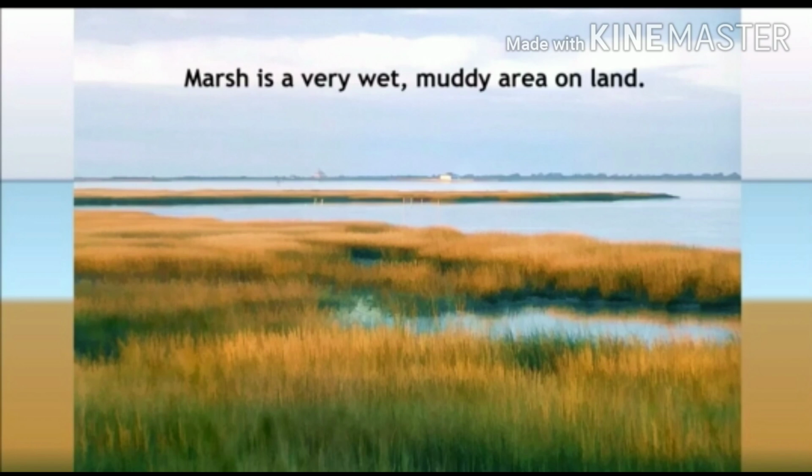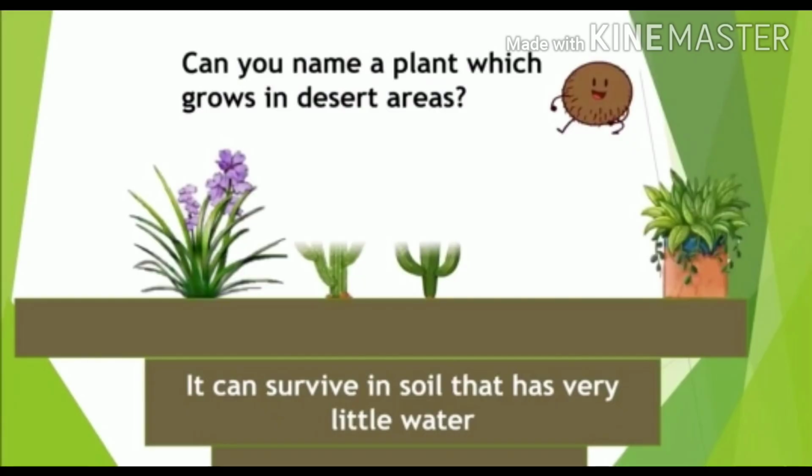Do you know what is marsh? Marsh is a very wet, muddy area on land.